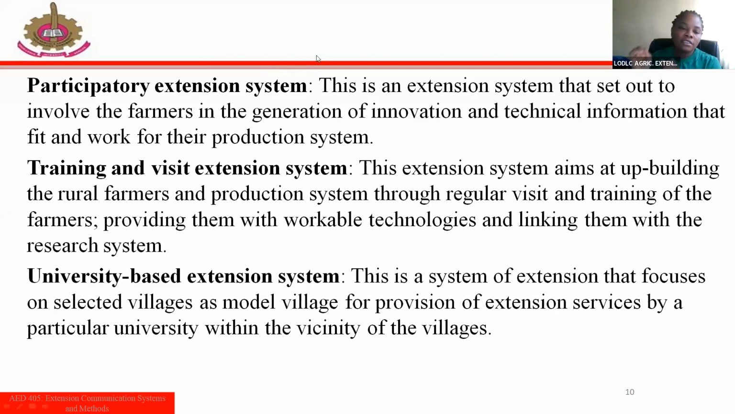So the last one under that is the university-based extension system. This is common among the university and the extension agents. So this information will be shared via the extension from the university to the farmers. So the linkage between the university and the farmers is the extension agent. So any innovation that is carried out will move down from the university to the farmers via the extension agent.